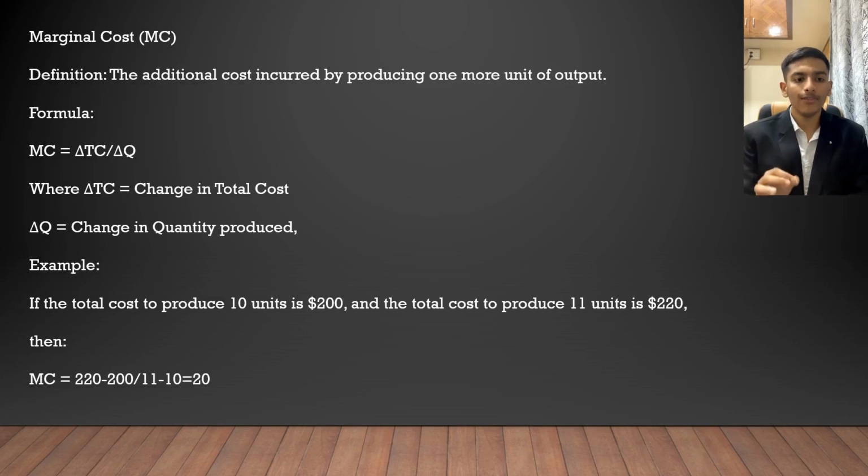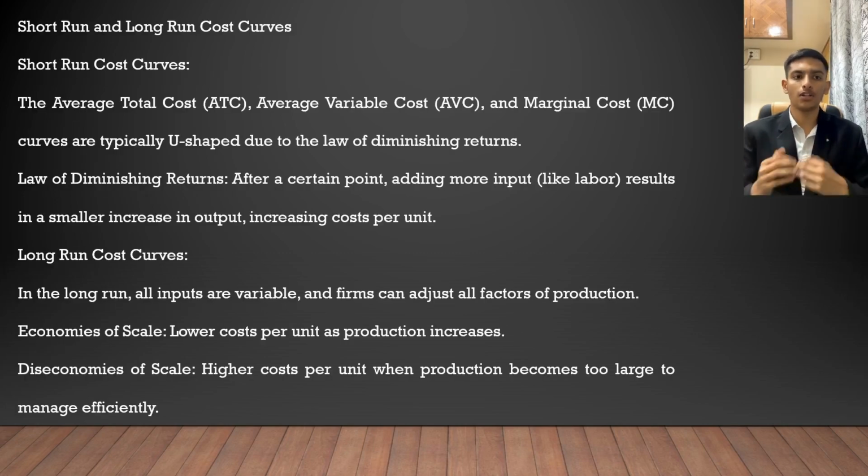Example: if the total cost to produce 10 units is $200 and the total cost to produce 11 units is $220, then the marginal cost will be, with this formula, 20. So that is the marginal cost.